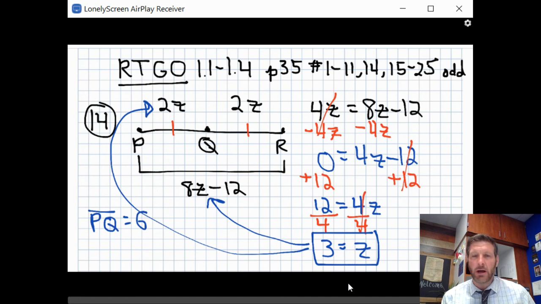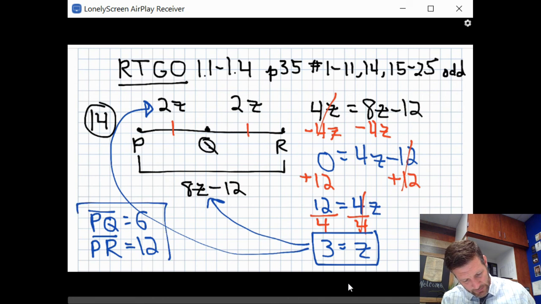And PR is twice as big. I could plug it into the 8. You could go 3 times 8 is 24. 24 minus 12 is 12. Or I could just go, well, if half of it's 6, then the entire thing, PR, must also be 12. Which is nice. I can check and see that I've done this right. So the entire segment, PR, is equal to 12. And I can box those because those are also final answers.